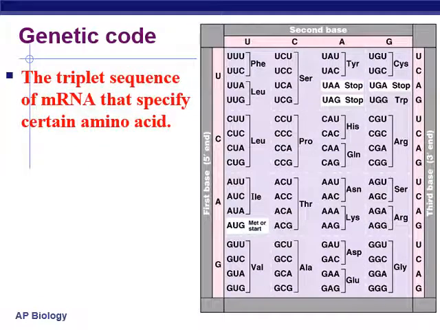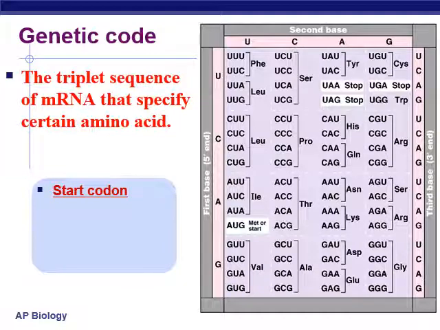The genetic code is the triplet sequence of messenger RNA that specifies certain amino acids. Each codon is made up of 3 bases, such as CCU. There are 64 possible codons, more than enough to code for 20 amino acids. 61 codons code for the different types of amino acids.